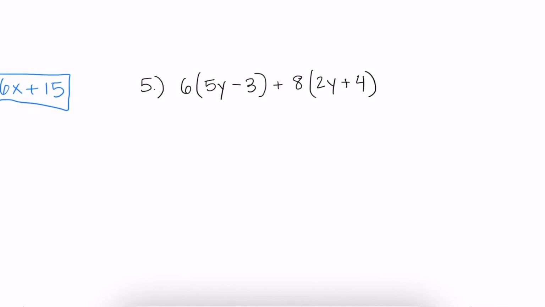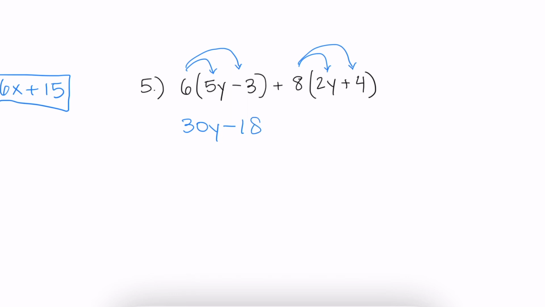Problem 5 is very similar, but we just have to do the distributive property twice. So 6 into 5y and 6 into minus 3, and then 8 into 2y and 8 into plus 4. So 6 times 5y gives you 30y. 6 times minus 3 gives you minus 18. Then we go here, 8 times 2y equals 16y. And then 8 times 4 is plus 32.